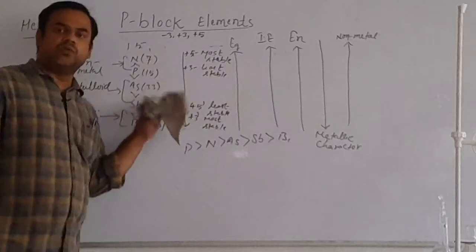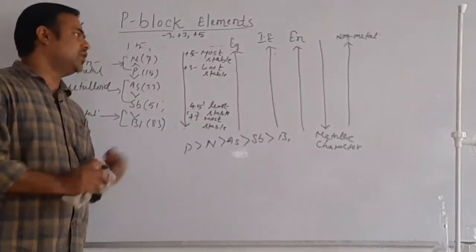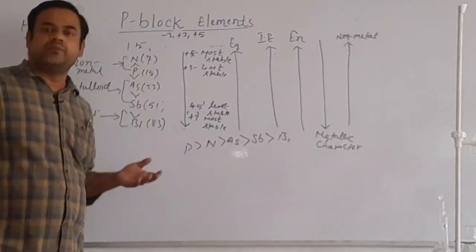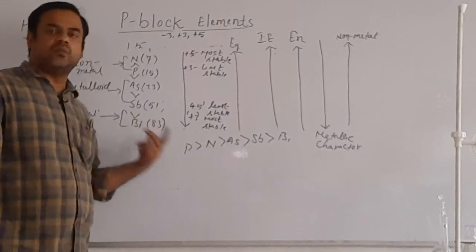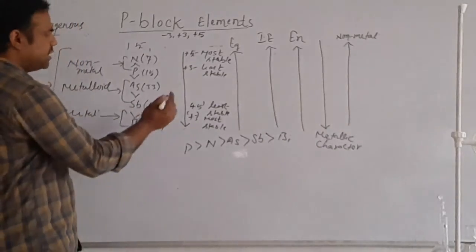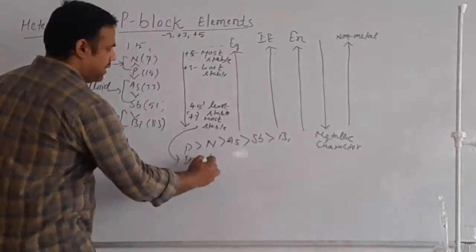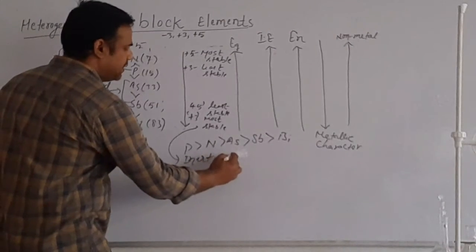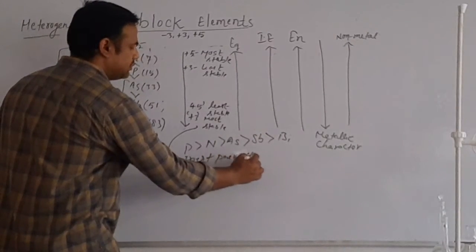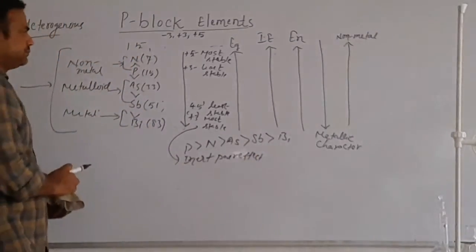So when we move down the group, lower oxidation states are more stable, and when we move up the group, higher oxidation states are more stable. The reason for this behavior is the inert pair effect. Now I am going to discuss what the inert pair effect is.